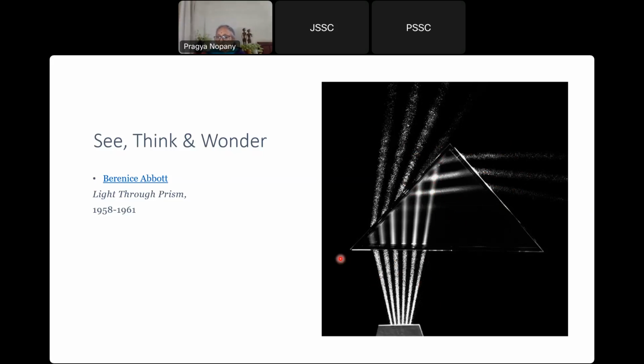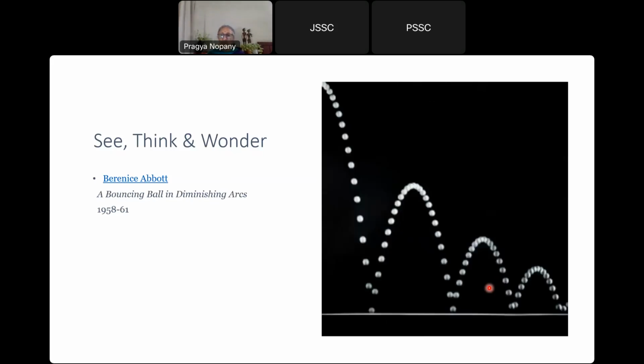I can also notice that there is no shining here on this part, but here there is a white shine. This part of the prism is shining, but this part is not shining. So there are multiple aspects to this situation, and then I have so many questions that I can raise. Then look at this picture, again by the same artist.